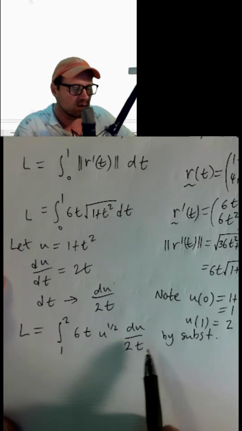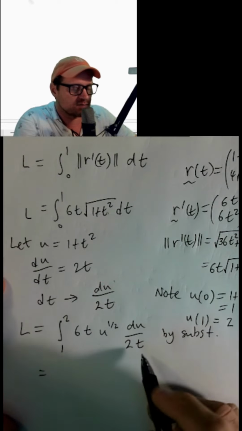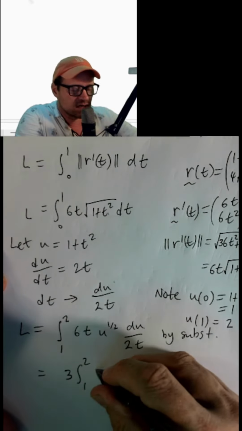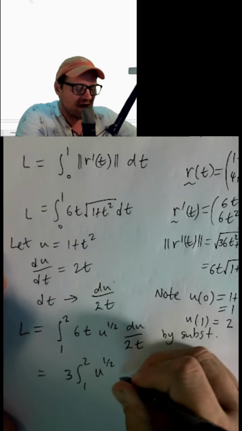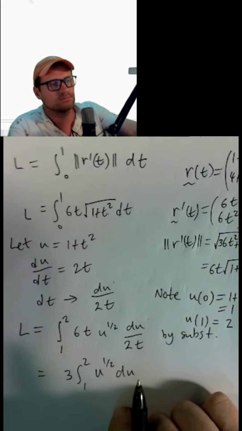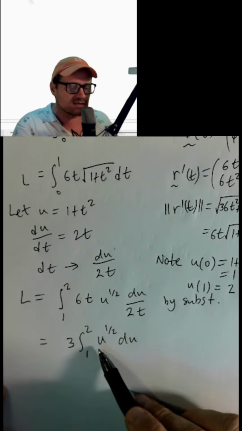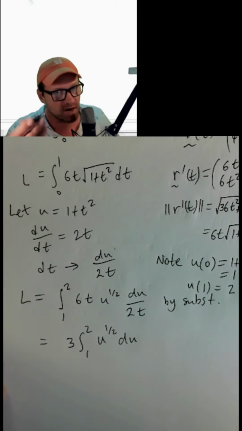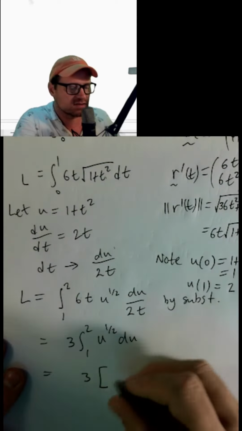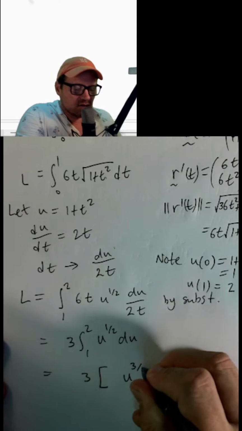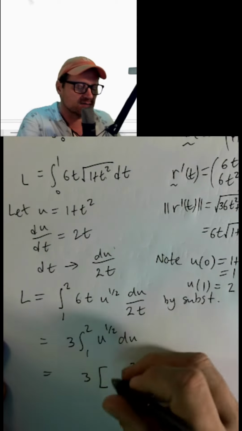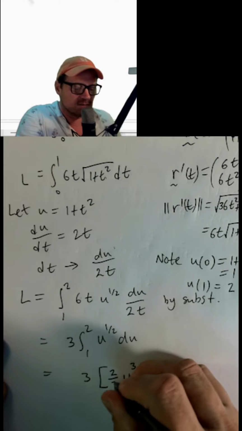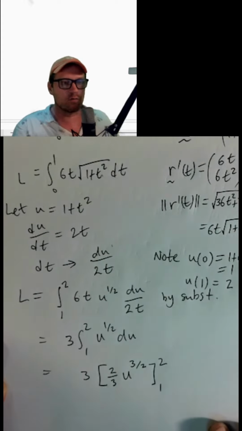Okay, so we can see that we can cancel the t's. Let's pull out the 6 over 2, which is 3. And so we just have 3 times the integral of u to the power of a half du from 1 to 2. Okay, so now this is a power, so we can add 1 to the exponent since the power is not minus 1. 3 times u to the power of 3 over 2, adding 1 to the exponent. Now dividing by 3 over 2, that new exponent is the same as multiplying by 2/3. This is from 1 to 2.